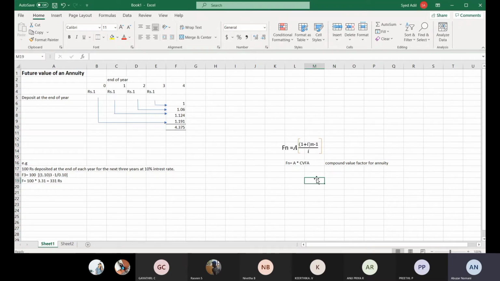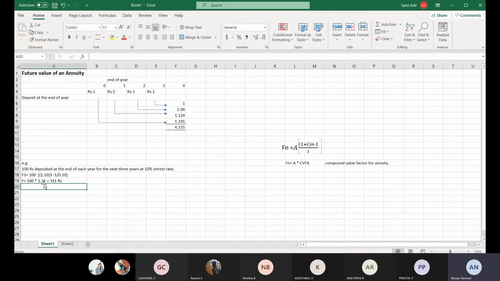So we will take up an example for this. Suppose 100 rupees is deposited at the end of each year for the next 3 years, and the interest rate is 10%. Then how are we going to compute? As we are going to deposit 100 rupees, A will be equal to 100, and what is the interest rate? 10%. So 1 plus I becomes 1.10 raised to the power 3, because we are going to deposit it for 3 years. Then the exponential power 3, minus 1, divided by the interest rate, that is 0.10.